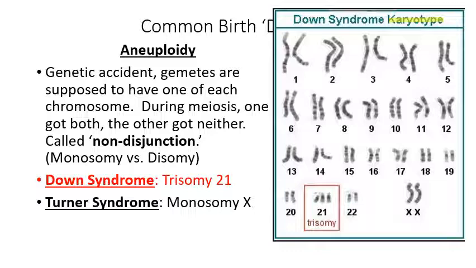That's called a karyotype. So here we have a karyotype, and notice that this person has 2 of every chromosome except number 21, where they have 3 chromosome 21s. So this is trisomy 21 or Down syndrome.